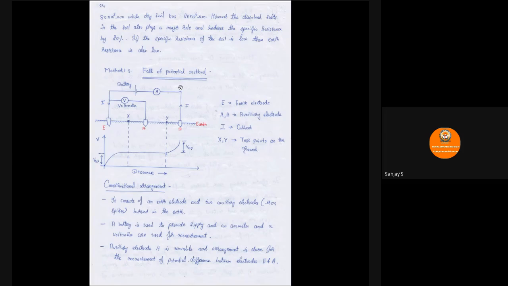So coming to the fall of potential method, here this is the actual arrangement of the fall of potential method. It is called as constructional arrangement, as you can see. So let us see what this arrangement basically gives. Over here, the earth electrode E, whatever you are seeing here, is basically the earth electrode, which is the conducting material. A and B are auxiliary electrodes or supportive electrodes. You can say auxiliary means supportive electrode for conduction of this particular procedure.